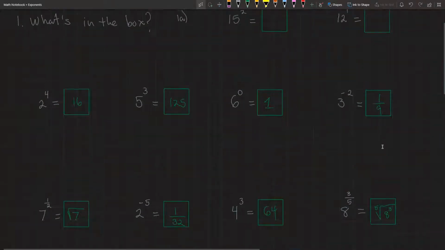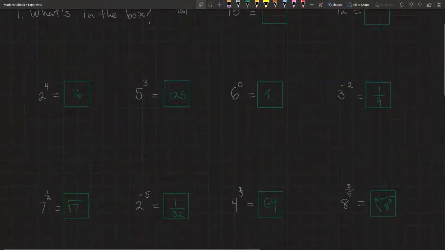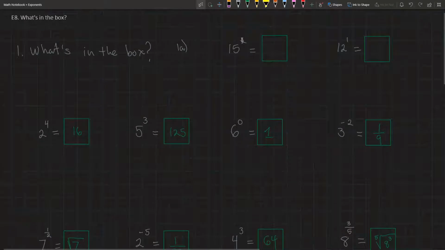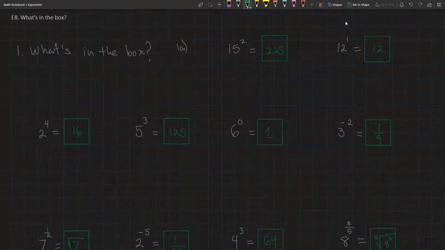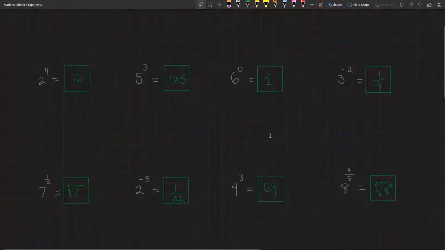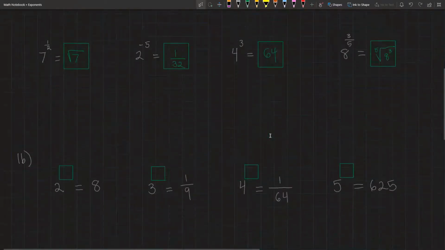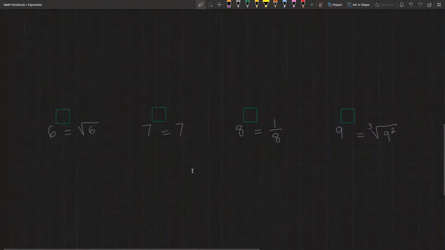But the main thing is, do not memorize these numbers. Just recognize that they're the same base. Oh, we have 2 more up here. 15 squared, what's 15 times 15? It is 225. And 12 to the first power is just 12. Cool. So we're evaluating these exponents, but it's leading us to be able to solve these exponents.